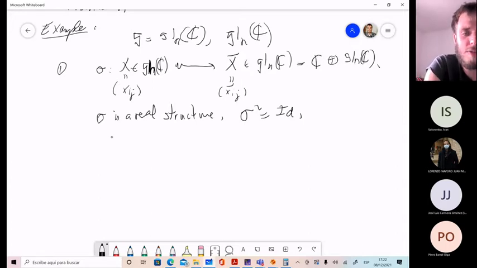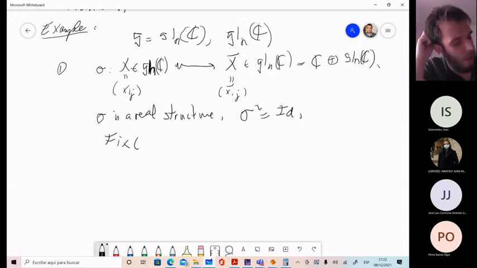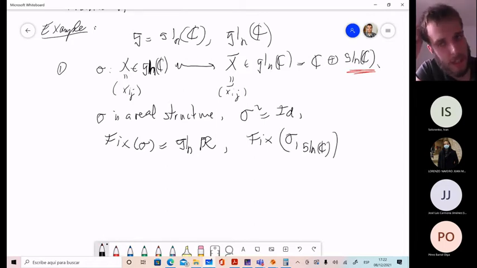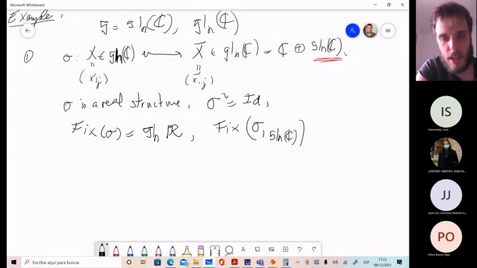And now we can look at the set of fixed points of this real structure to see what is the real form associated with this real structure. And these are those matrices which are invariant under complex conjugation. So these are matrices with real entries, right? And if we consider sigma restricted to SLnC, sigma restricted to SLnC is again a real structure of SLnC, and the set of fixed points is SLnR. Okay.